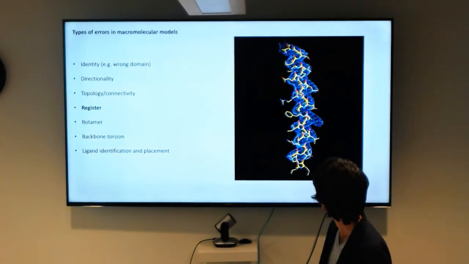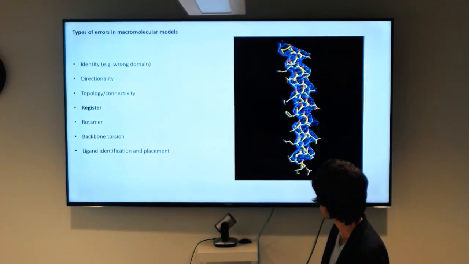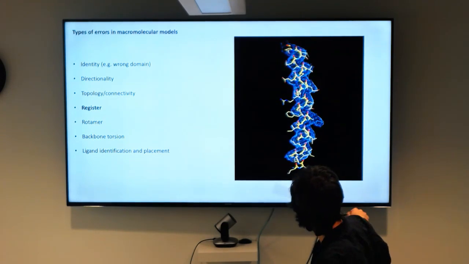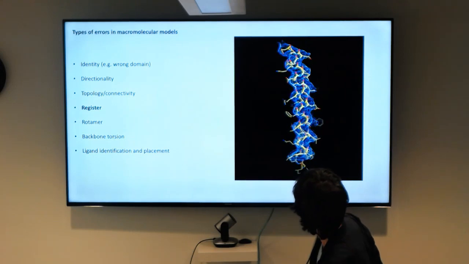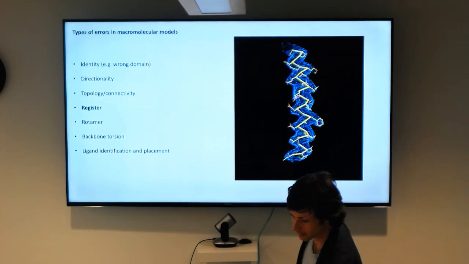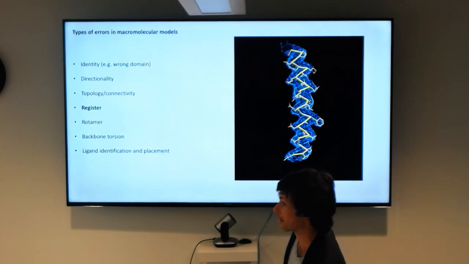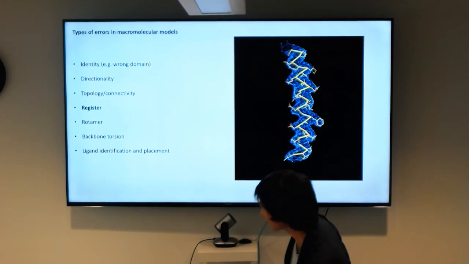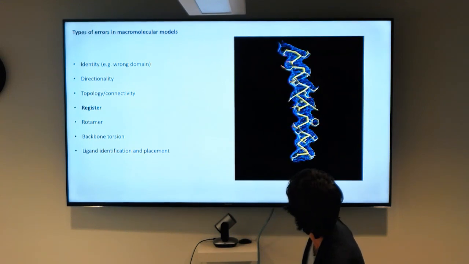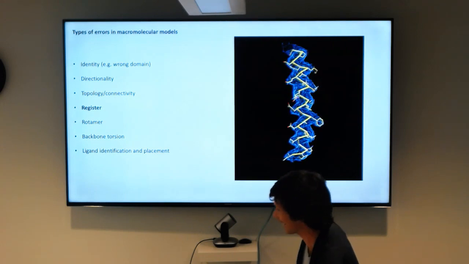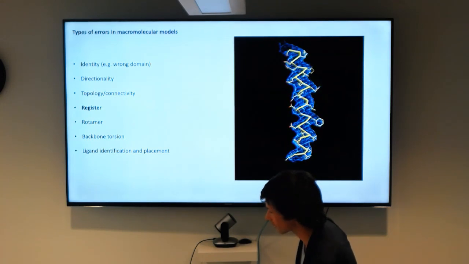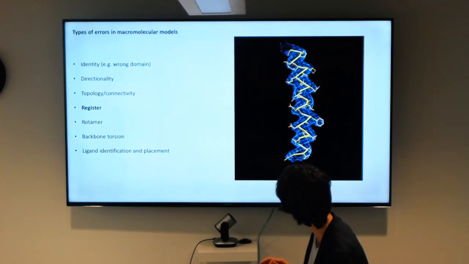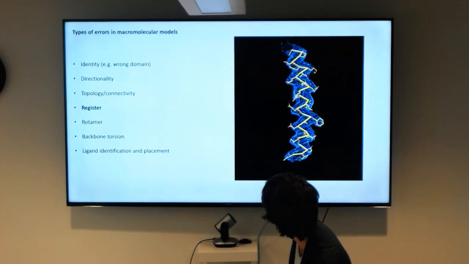So this is an example of a register error where, if you're building, you might get it wrong. I'm not sure. Yeah, so that is not a real example. I made that one up, just to be clear, just to illustrate the point. Although there is one particular structure I know of where an entire several thousand residue region was traced backwards. But I'm not going to name names.